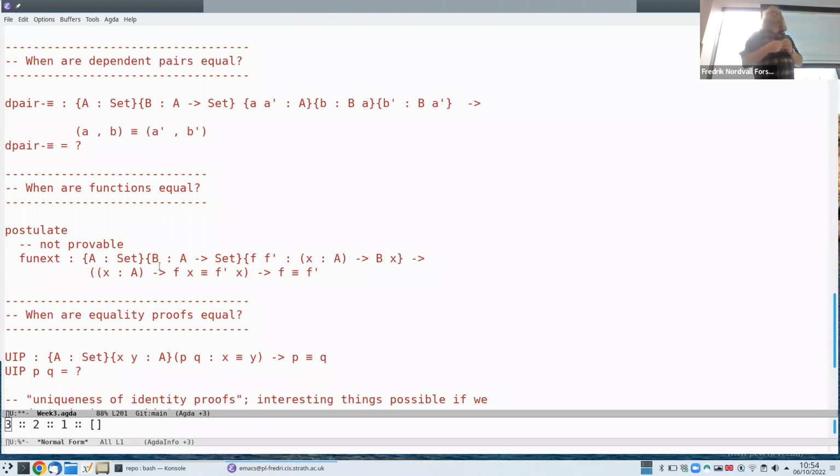Is that true? Can you come up with a function where it's not equal for some elements? It's undecided, in the sense that there are some models where it's true and some models where it's false. But for the models we care about, when we normally think about functions, we want this to be true. So we just postulate it.